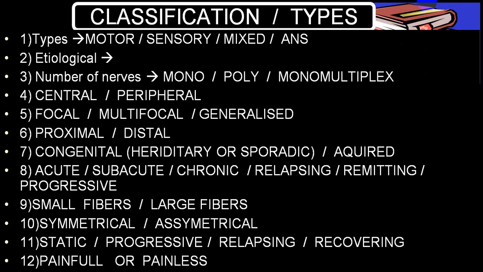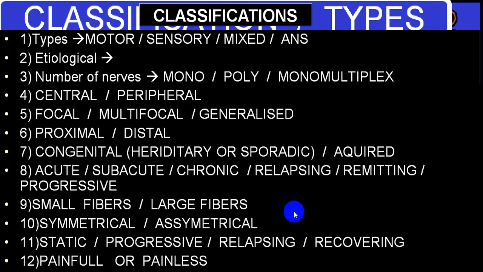Now, a little idea regarding peripheral nerves, variety, etc. We call it classification or types. Involvement of peripheral nerve can be motor, pure sensory, or a mix. And along with that, you can have autonomic nervous system involvement. Depending upon the etiology, you can have an etiological classification. We will be dealing with that in the second slide.